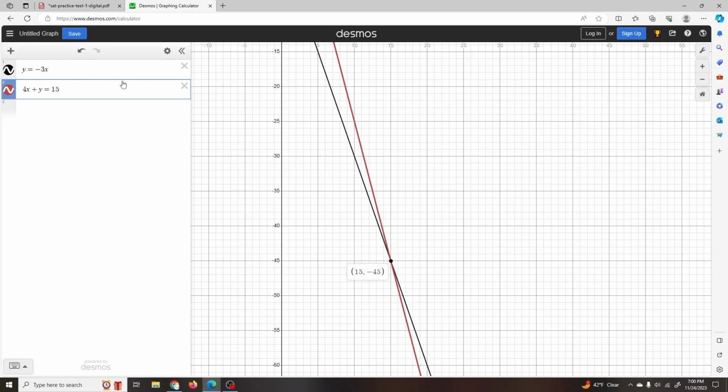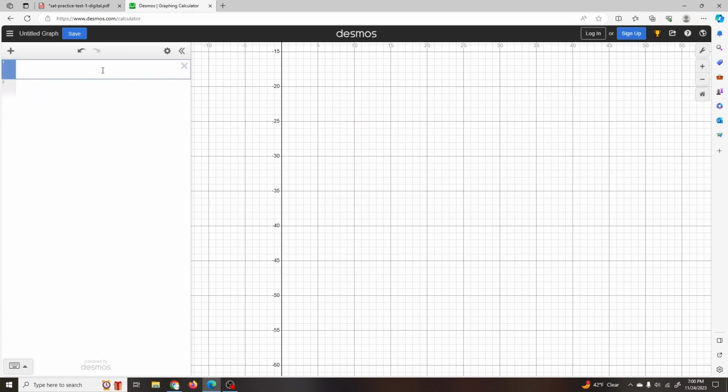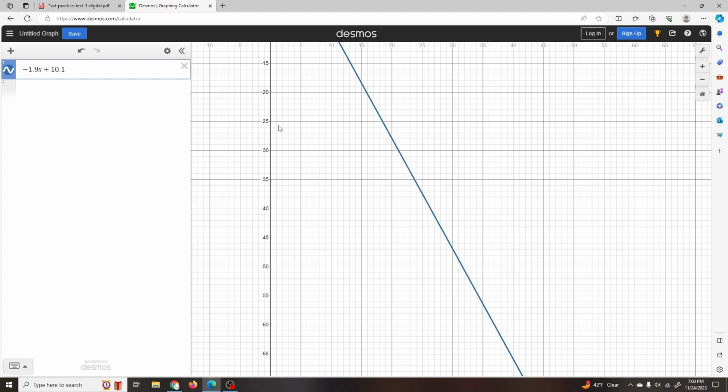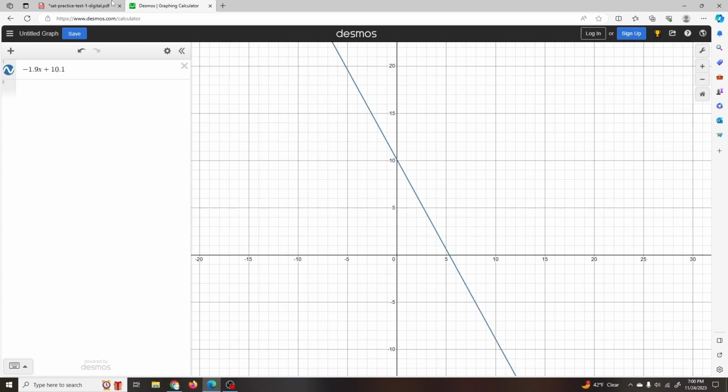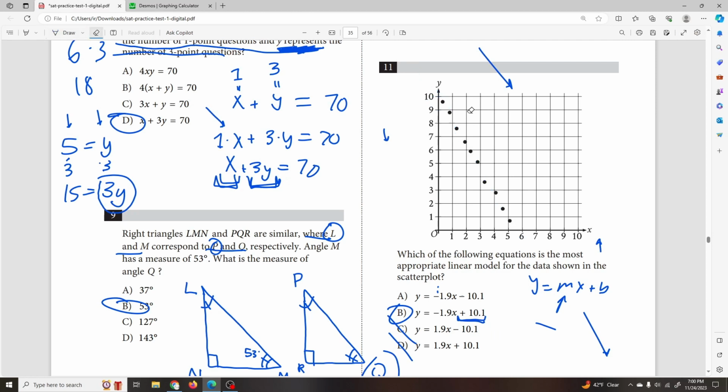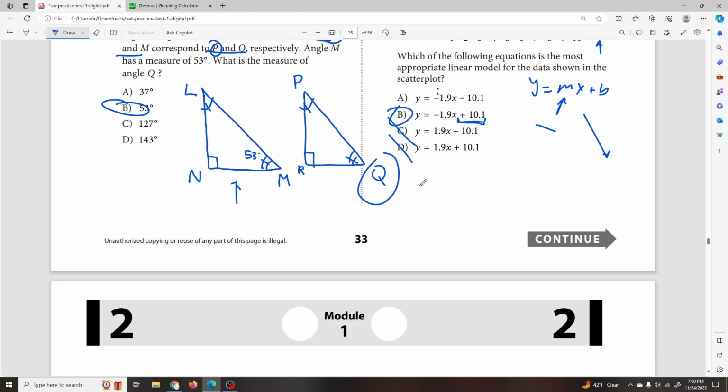And I can graph this into my graphing calculator and make sure. Negative 1.9x plus 10.1. This needs to be negative 1.9. And over here, I see that same shape. It's going down. It's crossing the x-axis at 10. It has to be the right answer.